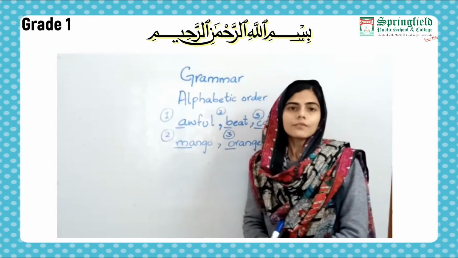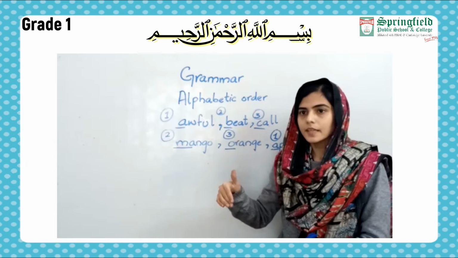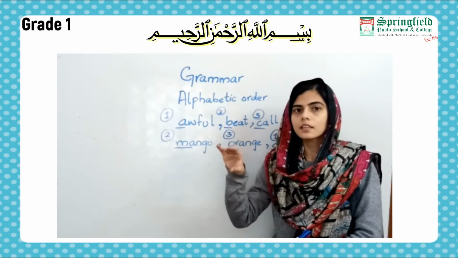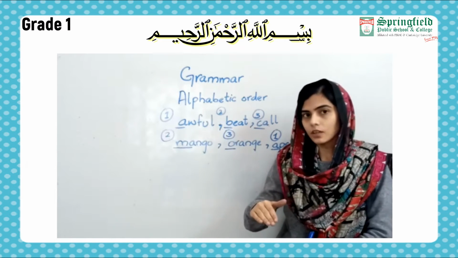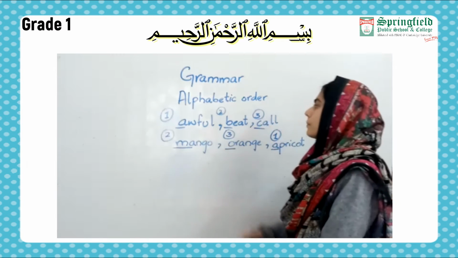You mostly see that whenever we are arranging names, we write them in alphabetic order. That is starting with the A. The person name who is starting with A comes first in the list. And the person name starting with Z is the last. So this is our alphabetic order.